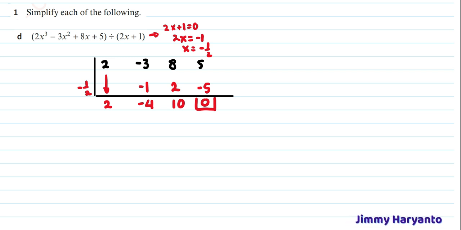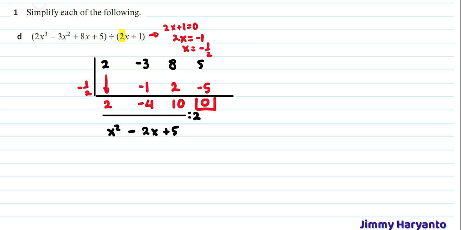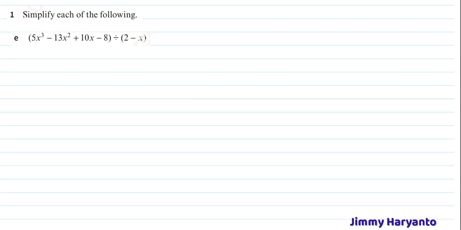And our result is, do not forget to divide this by 2 since the divisor is 2x, not x. Yeah, that means you have to divide. And then the result will be x squared minus 2x plus 5. There you go.